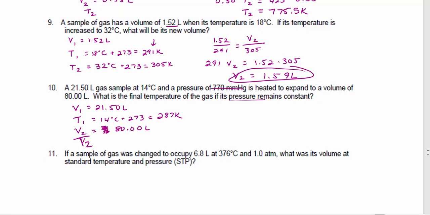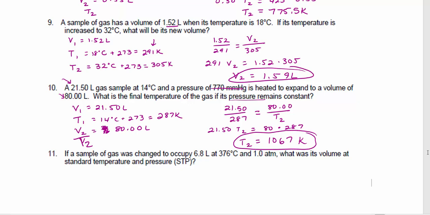So now we can fill in our equation. So we have V1 over T1, so 21.5 divided by 287 is equal to V2, which is 80 over T2, which is what we're looking for. Do the cross multiplication, so 21.50 T2 is equal to the product of 80 times 287. So we find our T2 by dividing both sides by 21.5 and get a T2 value of 1,067. Now that's 4 significant digits. Both of our measured quantities here were 4 significant digits, so we're going to keep it, even though we did do a little bit of goofy stuff with the other temperature. So we'll keep those 4 sig figs for fun.